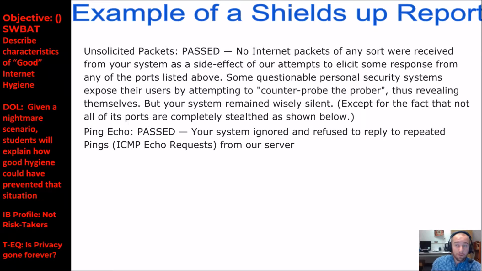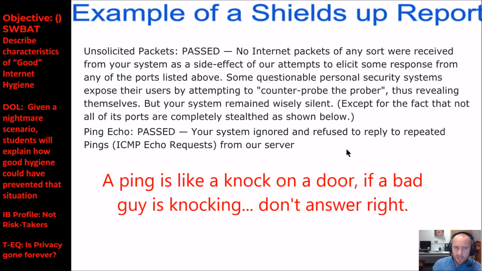Now, this example of a Shields Up report had an unsolicited packets situation that passed. So it said no internet packets of any sort were received from your system as a side effect of our attempts. Some questionable personal security systems expose their users by attempting to counter-probe the prober, thus revealing themselves. So this person, at least, doesn't have this counter-probe situation going on. And then here's a ping echo test that the person had passed as well. It just says, your system ignored and refused to reply to repeated pings from our server.